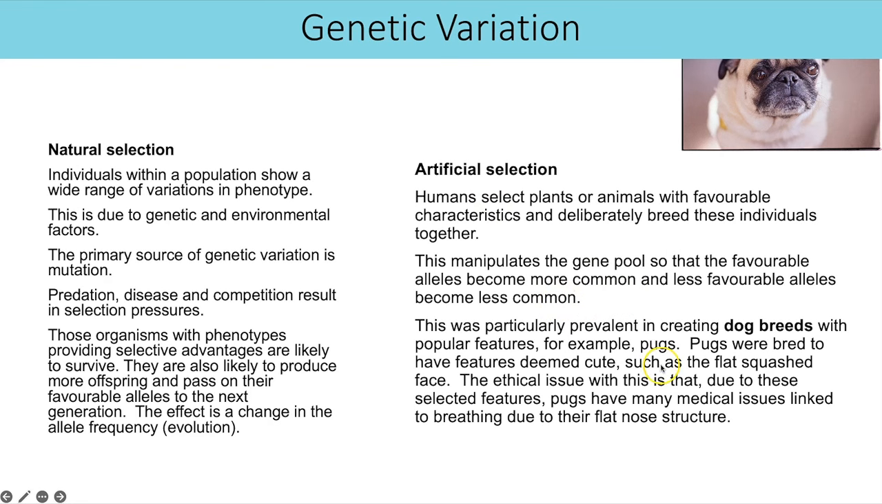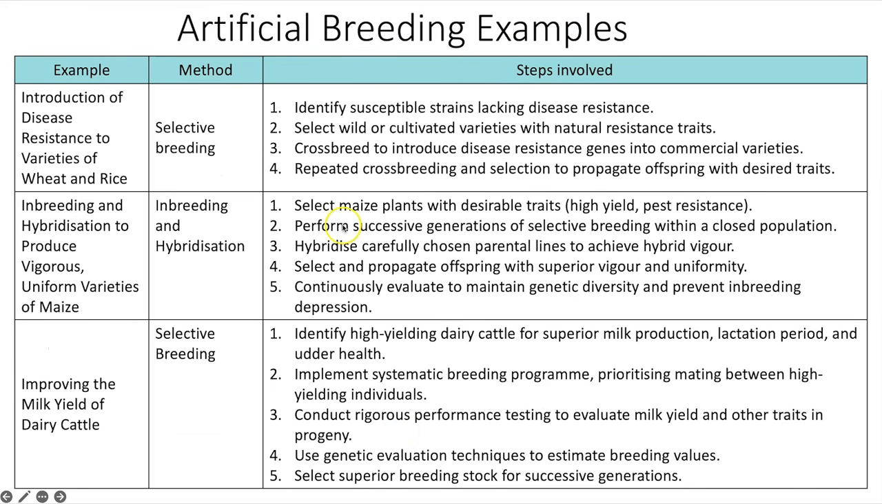But because of this artificial selection, selecting for what we thought looked cute, it's actually resulted in a lot of medical issues linked to breathing difficulties for pugs because they have such a flat nose, they struggle to get in enough air for ventilation. So some other examples of artificial breeding that you need to be aware of is the introduction of disease resistance to varieties of wheat and rice plants, inbreeding and hybridization to produce vigorous, uniform varieties of maize plants, and improving the milk yield of dairy cattle.